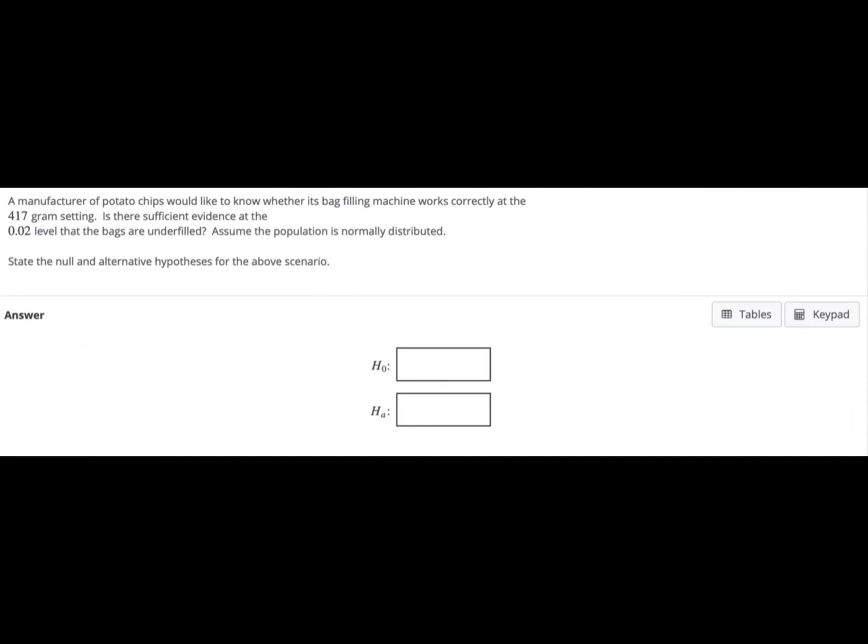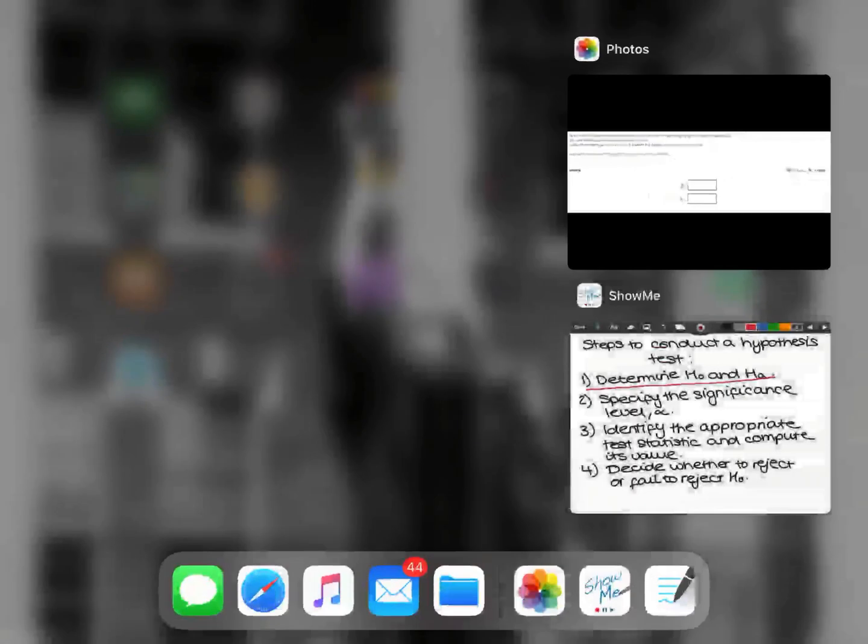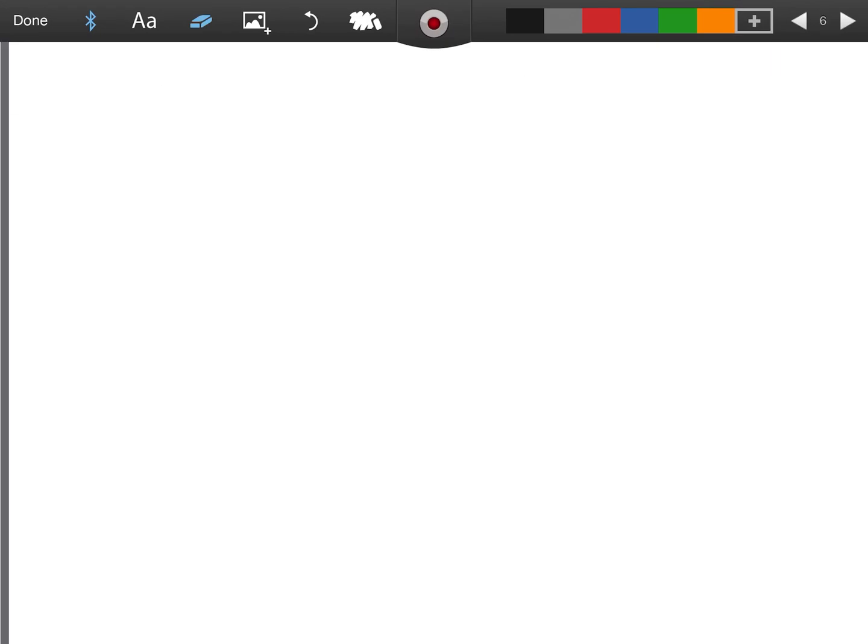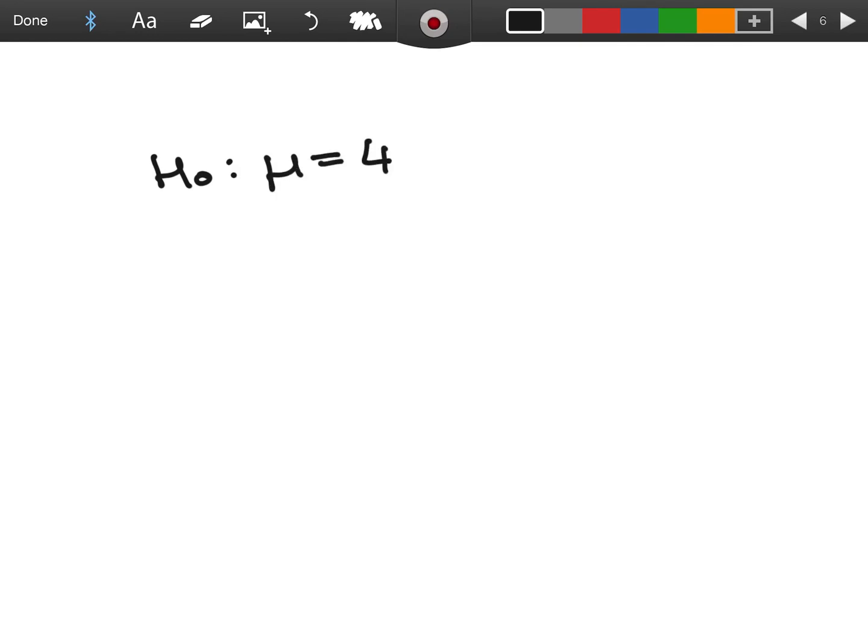If they had said that the bags were overfilled, we would be looking at the mean being greater than 417. And if they said whether the bags were just not filled to the amount that we thought they would be, then it would be a not equals to. Okay, so for this problem here, our null hypothesis would be written as the mean is equal to 417, and our alternative hypothesis is that the mean is less than 417.